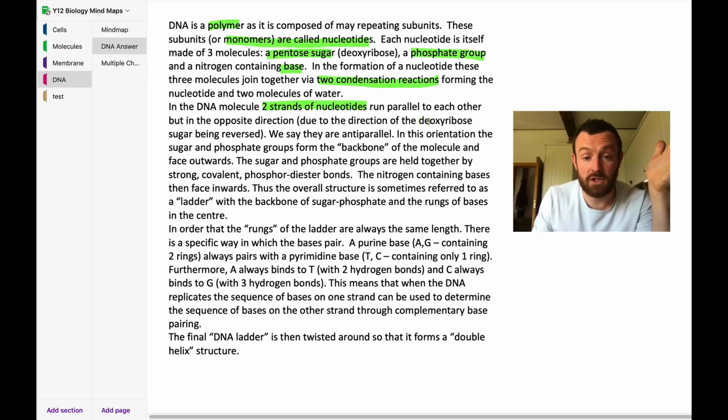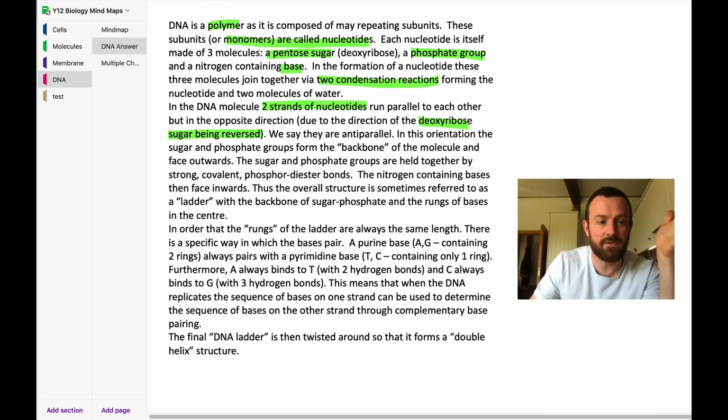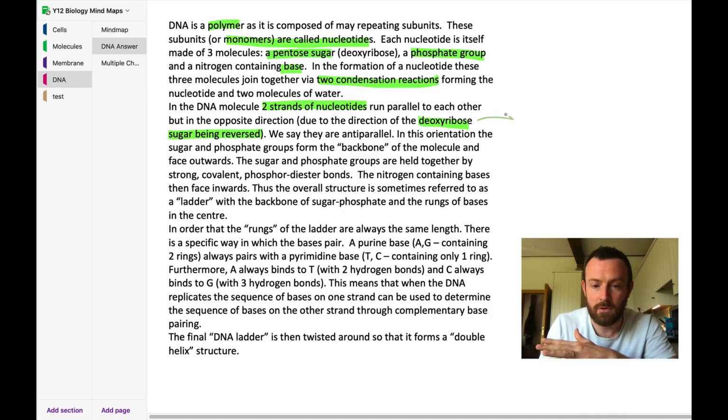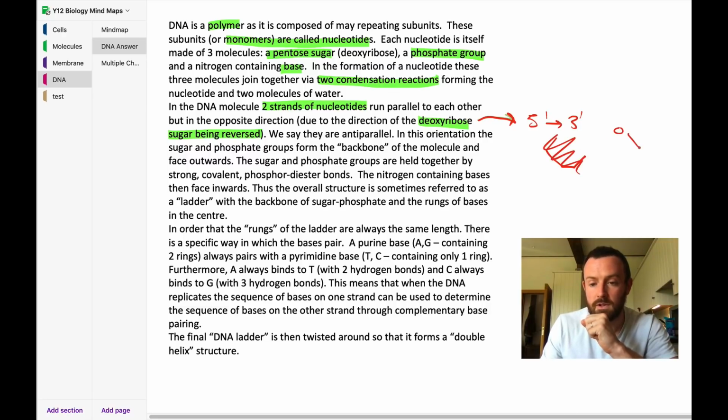The direction of the deoxyribose sugar being reversed. Maybe I could have even talked a little bit about the sort of change color there. Could have maybe added about 5' to 3' on the sort of sugar. Oops, that's not sugar, sorry. That's a pentose, isn't it? So it looks like that. Maybe I could have even talked about the 5 and the 3, for example. There. Okay, so how many marks?